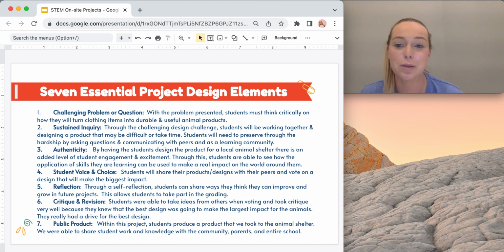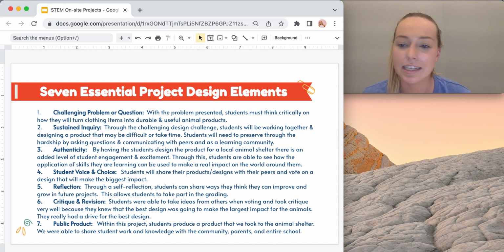Student voice and choice. So students were able to choose which design they felt was going to be best, and students were really okay with their design not being chosen because they were able to see that, okay, this is going to go to animals and I want the best design to go. And so if it's not mine, it's okay. There wasn't a whole lot of pouting, which was awesome to see, them have that passion and push and motivate their peers. So that kind of goes with critique and revision, but yeah.